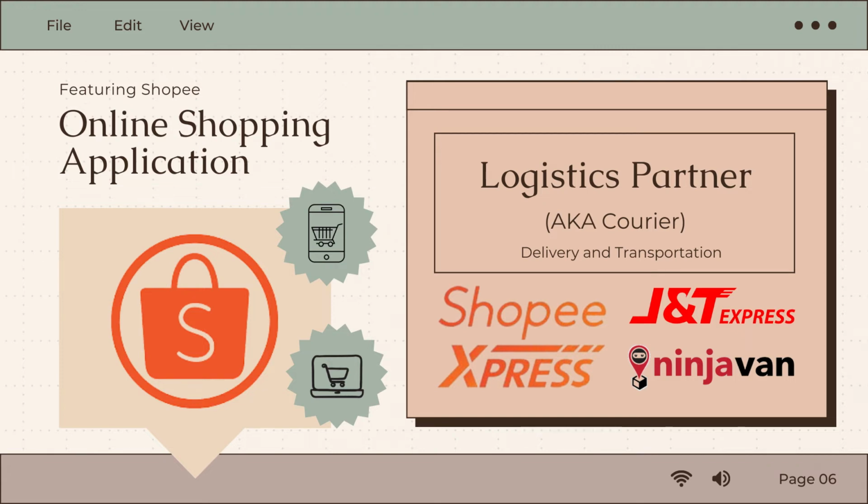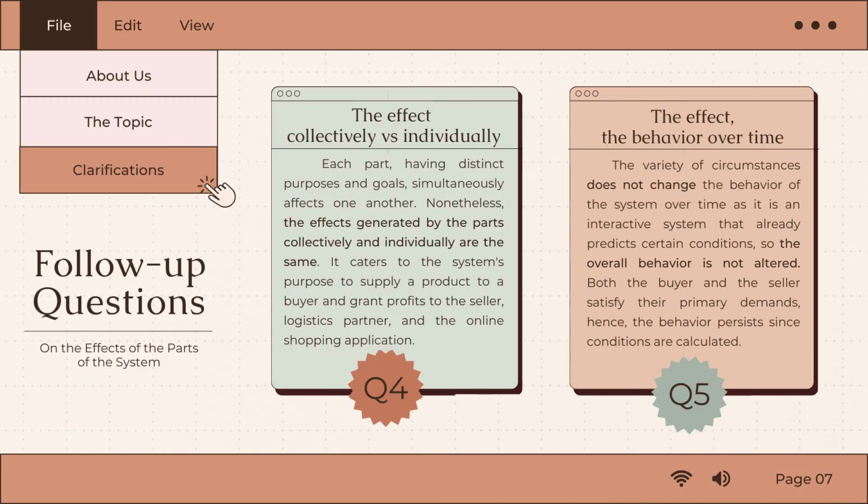Meanwhile, Shopee has the most significant role as it grants the means to buy and sell virtually with a smooth transaction and warehousing operation. Once the seller drops off the parcel in their nearest Shopee sorting hub, our Shopee logistics partners such as Shopee Express and Giant Express would pick up and deliver the parcel to the buyer. Tracking the parcel is also granted through the Shopee app to help the buyer have an accurate prediction of when the package would arrive. The effects generated by the parts collectively and individually are the same.